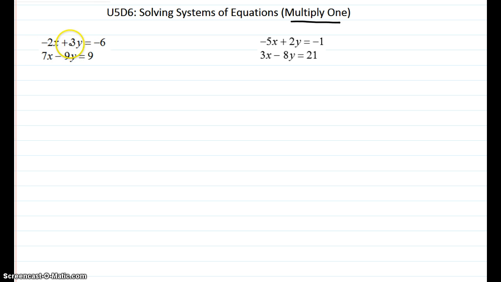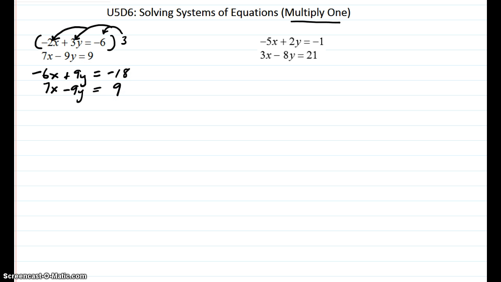If you look at the y, I can turn this 3 into a 9, and so I'm going to multiply this top equation by 3. So when you do this, you got to make sure that you multiply each and everything by 3. So 3 times negative 2 gives me negative 6x. 3 times 3y gives me 9y. And 3 times negative 6 gives me negative 18. Now you can just rewrite the bottom equation, the one we didn't change.